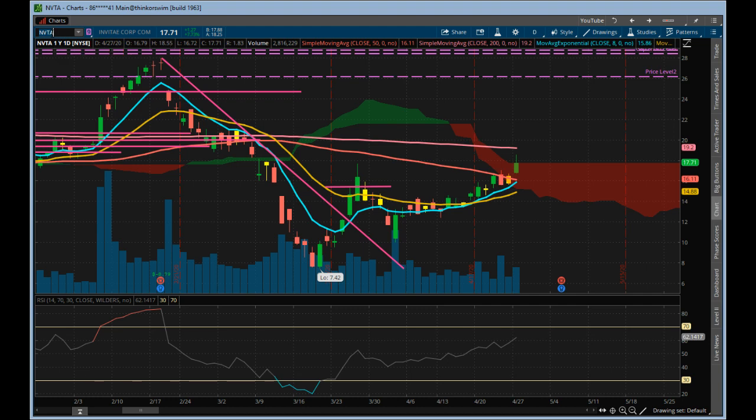NVTA. Decent move today, right? I mean, there's no doubt that it had a good move today. A little bit of an upper shadow and below that 200-day moving average. So that's where I really want to see it get above. But I like what it's up to.